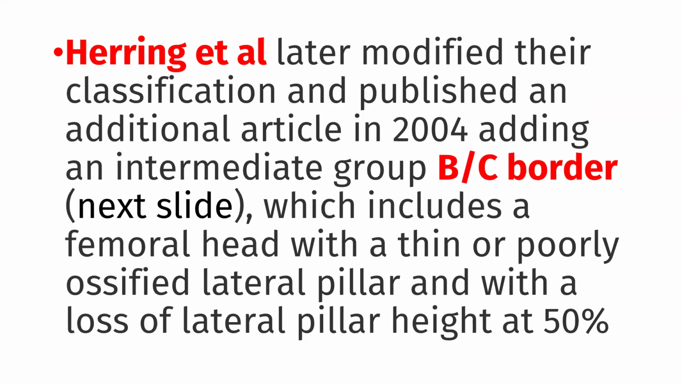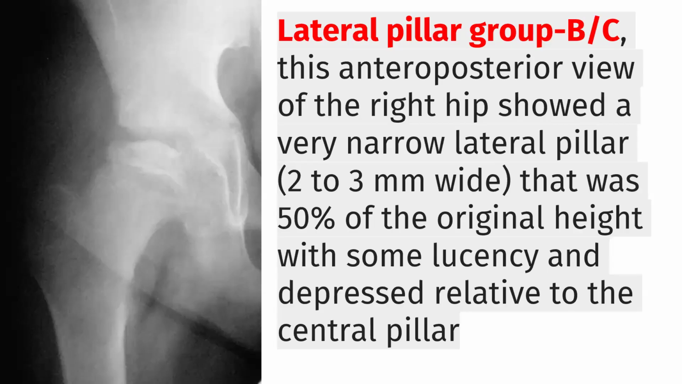This is an AP view showing you the BC group. This is an anterior posterior view. And the right hip showed a very narrow lateral pillar, 2 to 3 millimeters wide. That was 50% of the original height with some lucency and depressed relative to the central pillar.